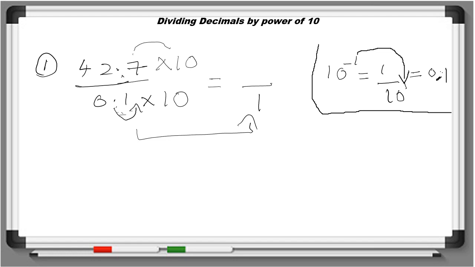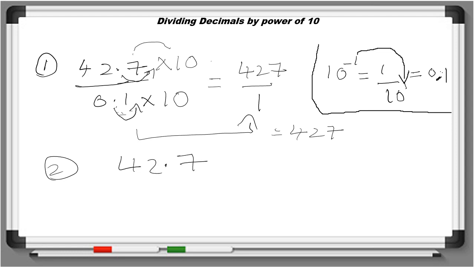When you multiply 42.7 by 10, the decimal moves one place from left to right. Now it becomes 427. So 427, when we divide by 1, the answer will be 427. Now I will give another example: 42.7 divided by 0.01. Usually the boys get afraid when they see such types of problems. So don't worry, boys.